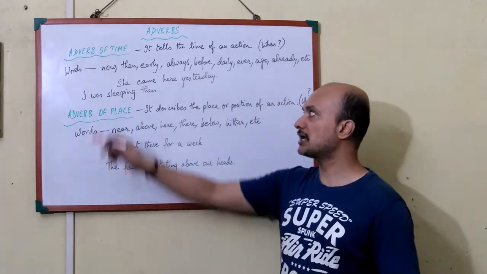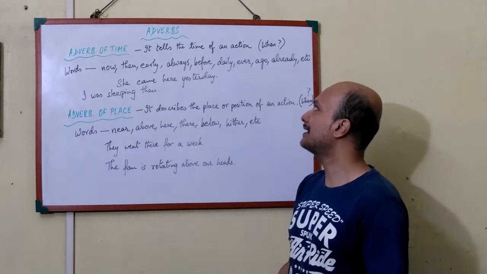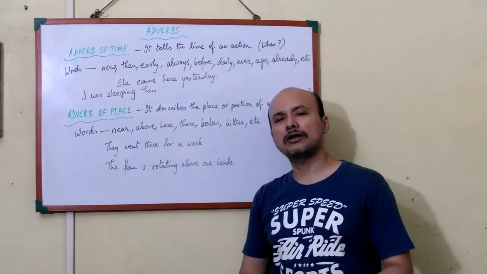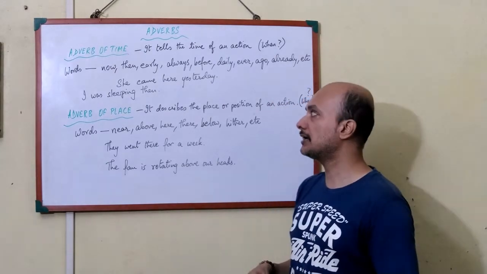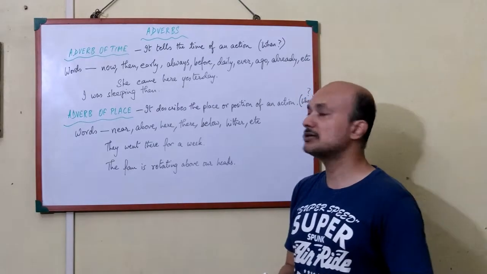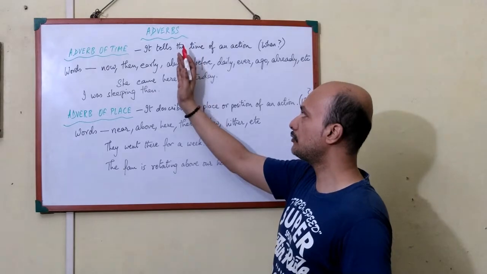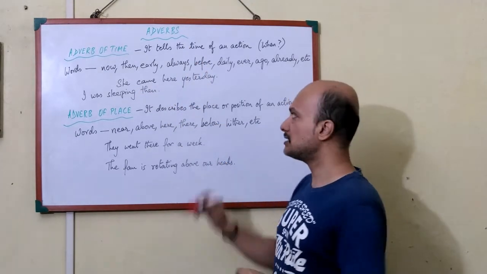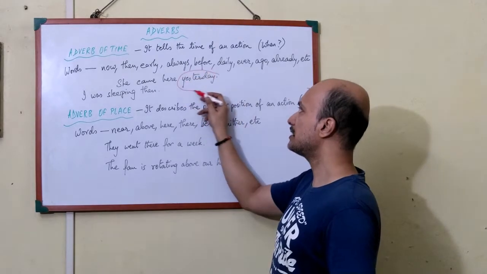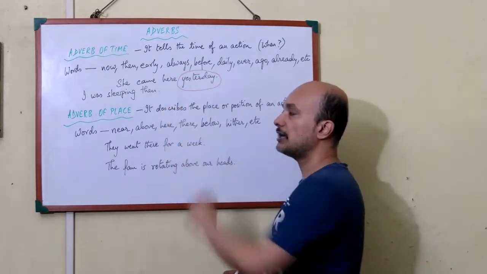Words which you can use are now, then, early, always, before, daily, ever, ago, already, etc. There are a lot of words which are used to indicate the time. For example, she came here yesterday. Let's see this sentence. She came here yesterday. Now, if we remove yesterday, she came here. This is the sentence. And what does yesterday do? This word yesterday tells us about the time when she came here.